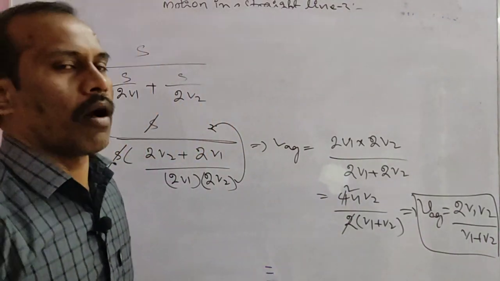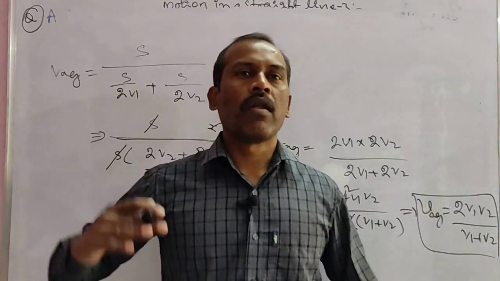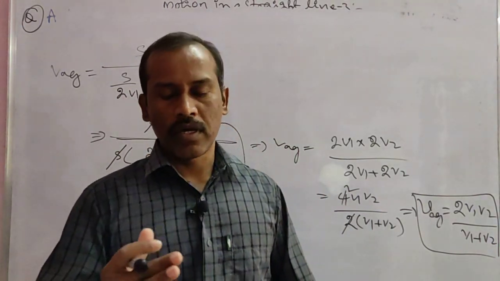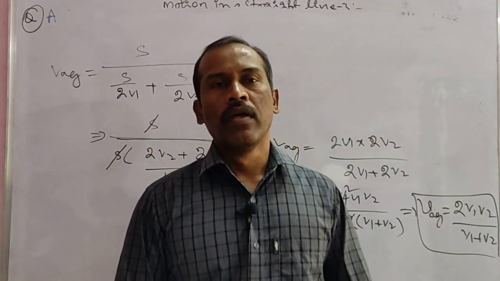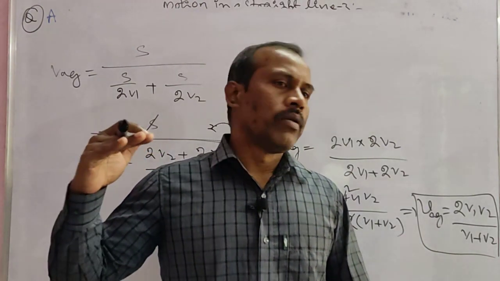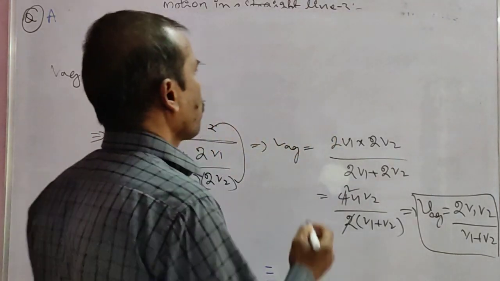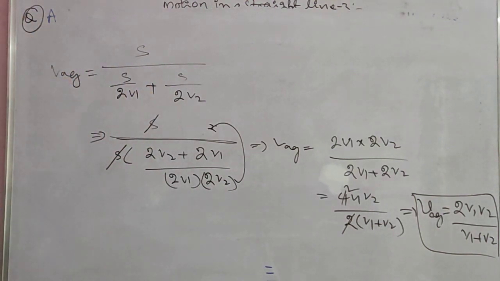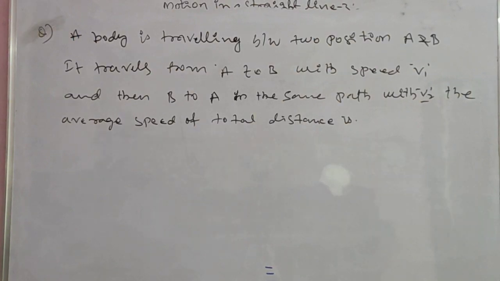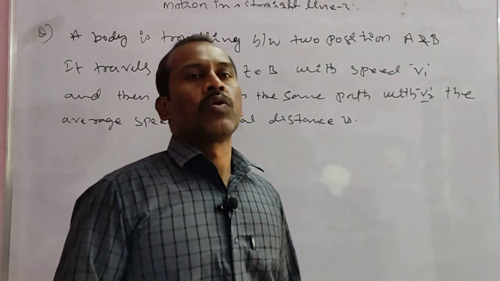Next, the next application: for example, a particle moving along a straight line, traveling between two positions. Note this one first of all. Next one, application, very simple. A particle moving between two points.